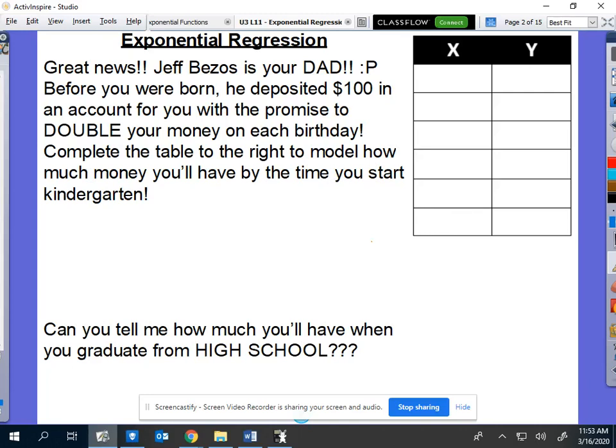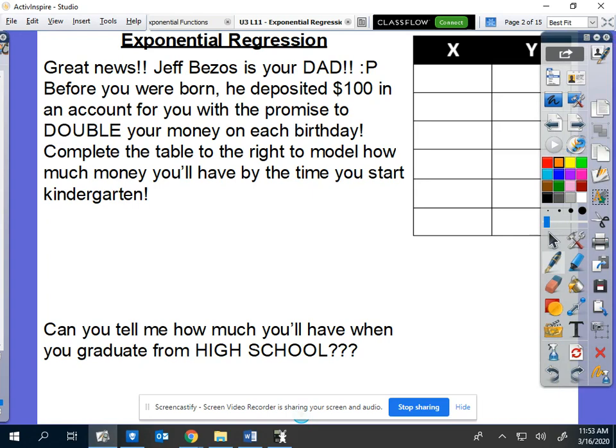So our lesson today is going to look at exponential regression. And we're going to start out with a kind of a silly example, but we're going to pretend that Jeff Bezos is your dad. And before you were born, he's going to deposit $100 into an account for you, but then promise to double your money on each birthday. So to do this, let's complete the table over here.